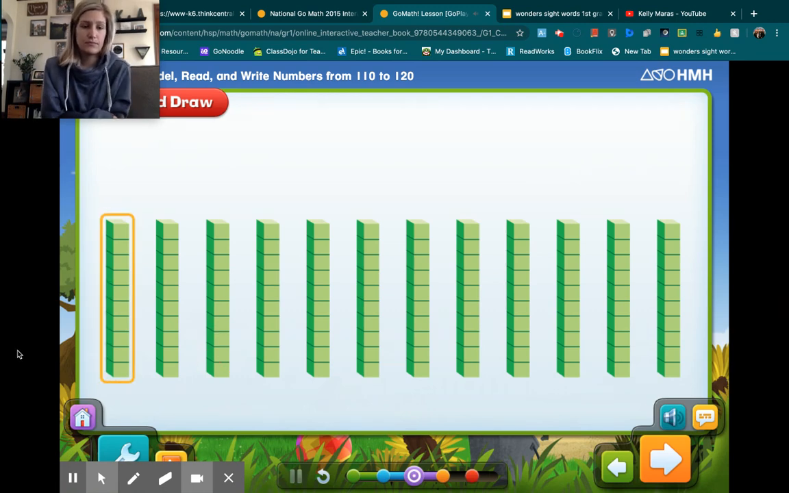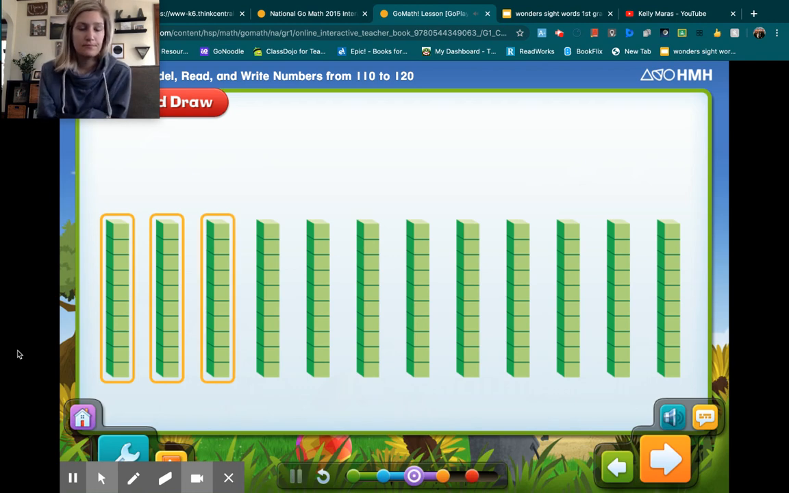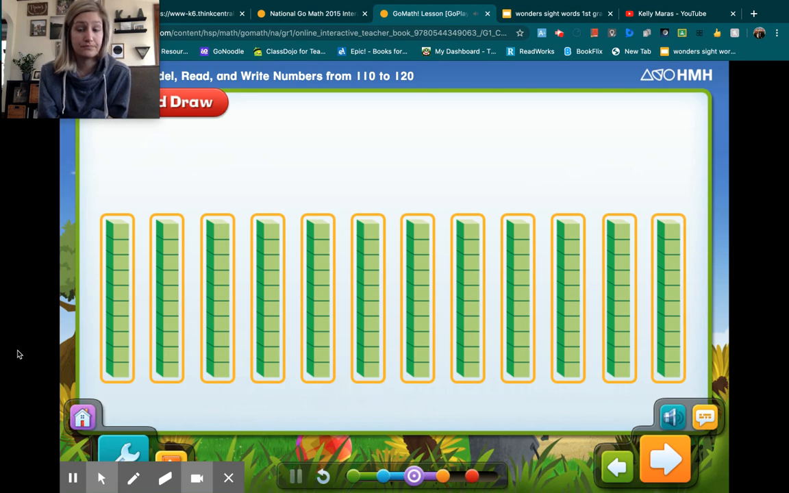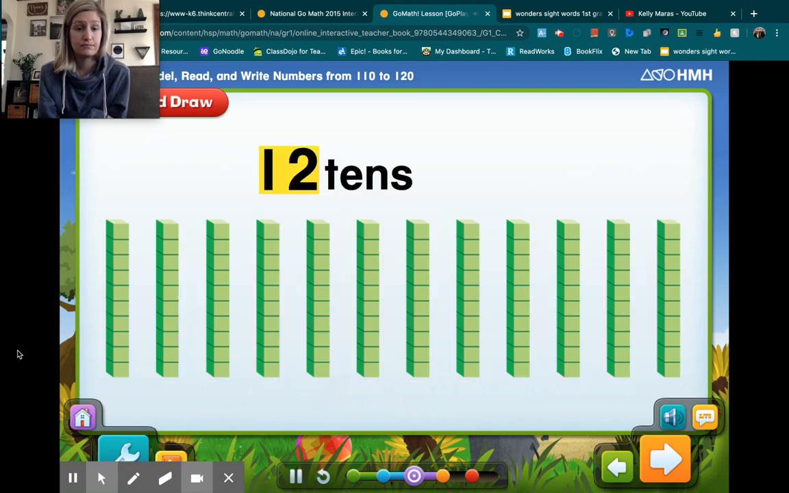1, 2, 3, 4, 5, 6, 7, 8, 9, 10, 11, 12. There are 12 tens blocks.